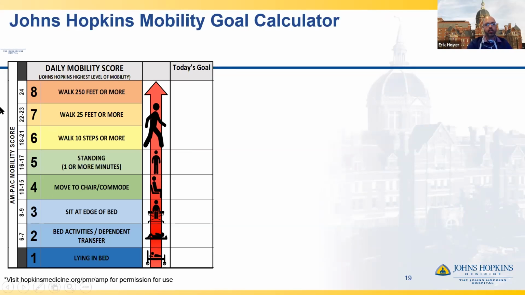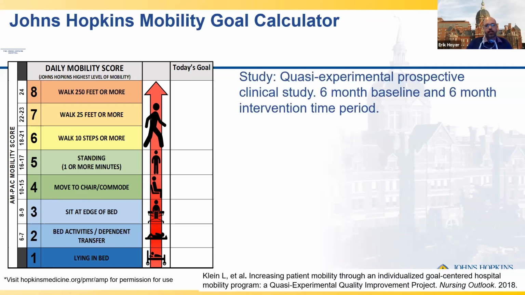And to orient you to the tool, perhaps many of you have seen this on mouse pads. They do live throughout the hospital. On the left here, if you can see my cursor, we see different AMPAC scores, for example, 6 to 7, 8 to 9, or maybe just focus on the 24 at the top there. Their goal for that day would be to walk an 8, or walk 250 feet or more. For example, if their AMPAC scores are 10 to 15, then a goal should be for the patient to move to a chair or a commode. And we actually looked at this.